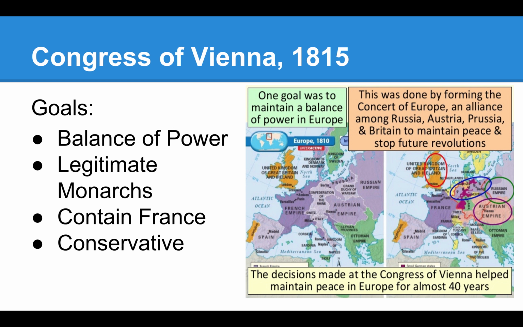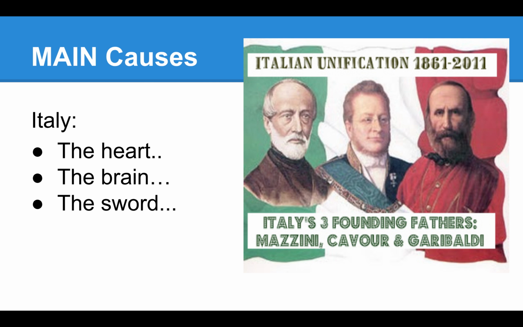So, balance of power, legitimate monarchs, and contained France. Very conservative. This is going to set up the power play for the 99 years before the outbreak of World War I. Those are 99 years of relative peace, and they do help Europe thrive at this time, but they cannot stop the power of nationalism.